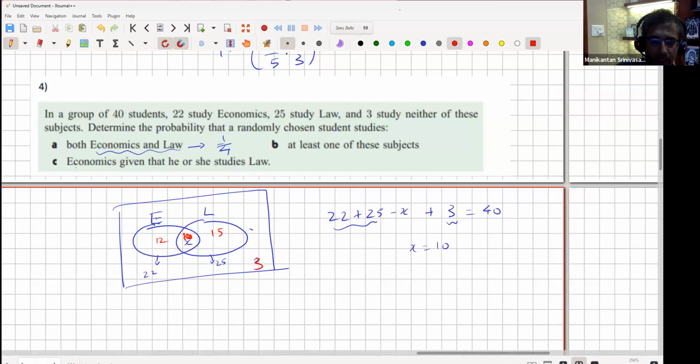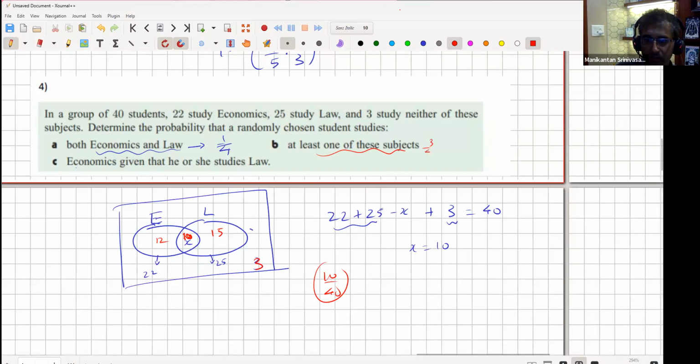Both economics and law is 10 out of the 40. Okay, at least one of these subjects, which means what? In fact, we don't even have to do anything to answer part B, right? At least one of this is 1 minus 3 out of 40, right? Anyone other than the 3 who study neither. So it's 37 upon 40.